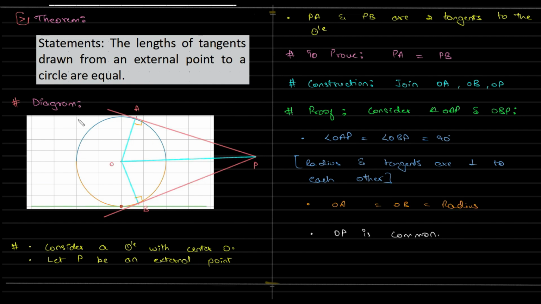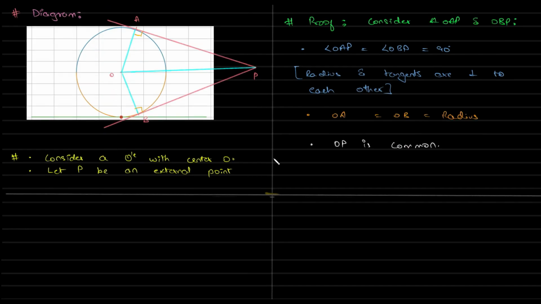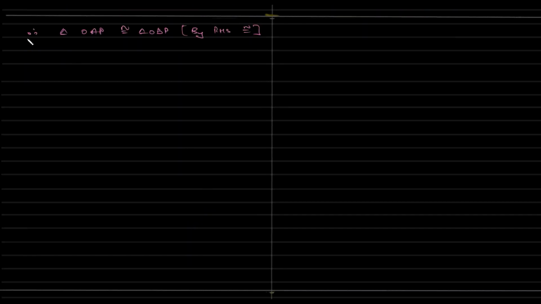Yes, we are trying to prove that triangle OAP is congruent to triangle OBP. Once we prove these two triangles are congruent, thus PA will be equal to PB. That's it. So we proved that a right angle, a hypotenuse and one side are equal. Therefore, triangle OAP is congruent to triangle OBP by RHS congruency: right angle, hypotenuse, and side congruency. Therefore, AP is equal to BP. Hence, proved.